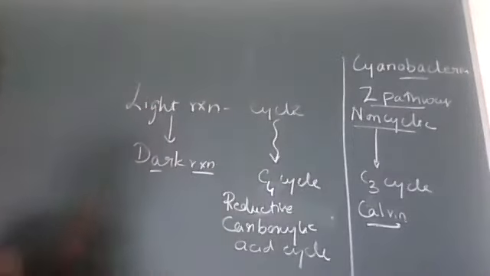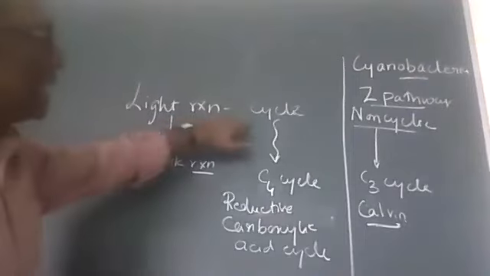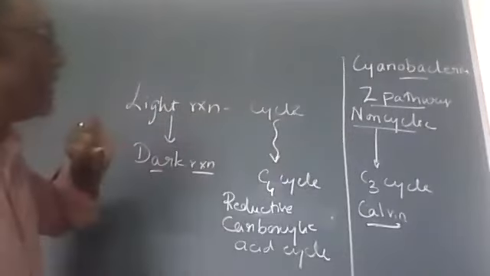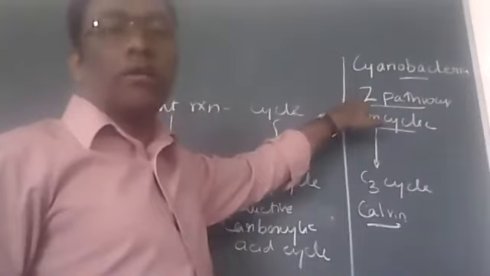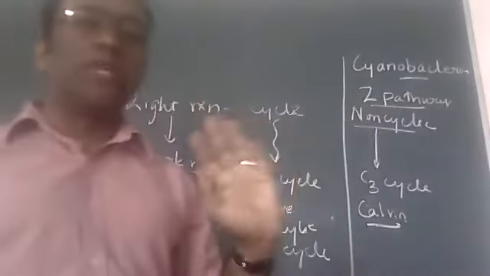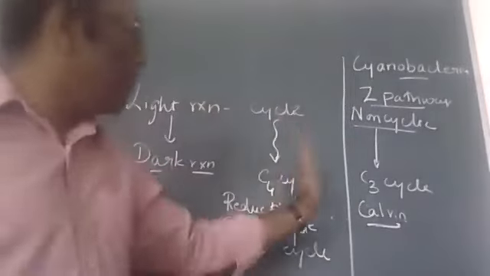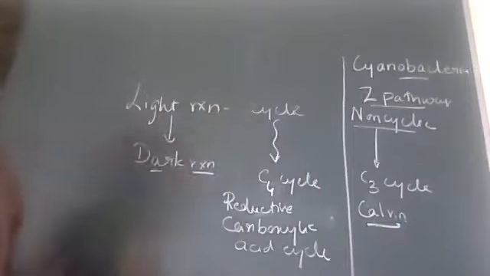So when you talk about dark reaction, it is followed by light reaction. Light reaction can be cyclic or non-cyclic. If you talk about non-cyclic in specific, the Z pathway I'm talking about in cyanobacteria, it should be followed only by C3 cycle, no C4 cycle there. When you come to this side, cyclic is found in Rhodospirillum.